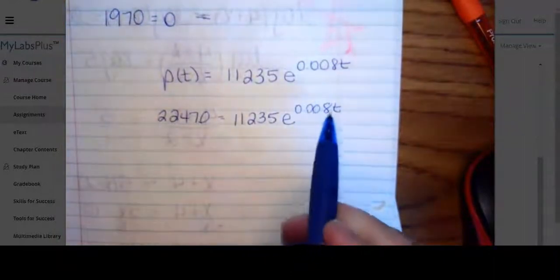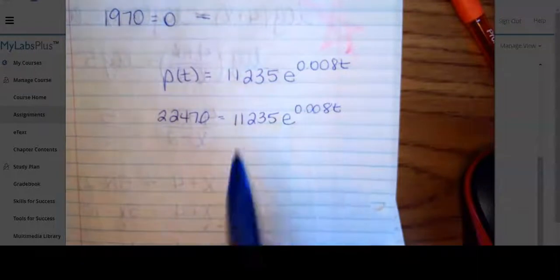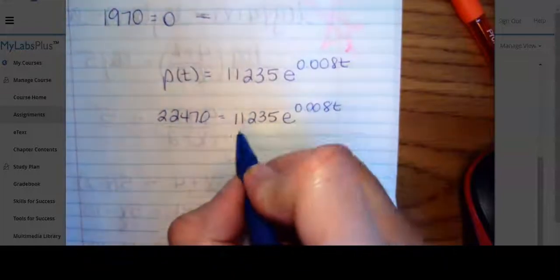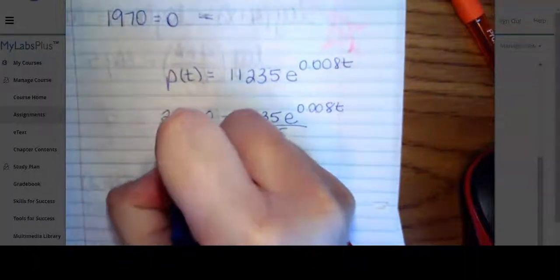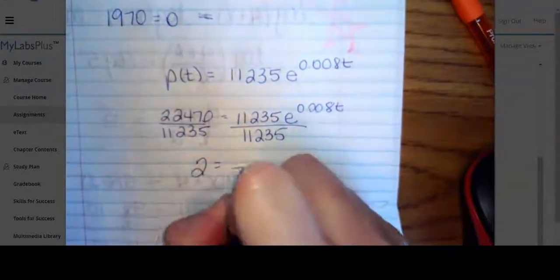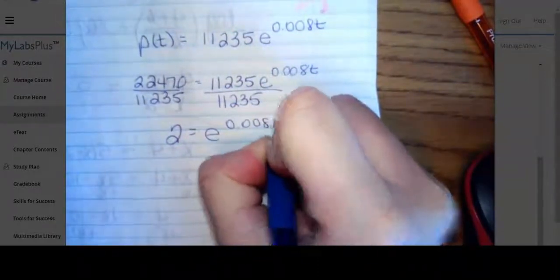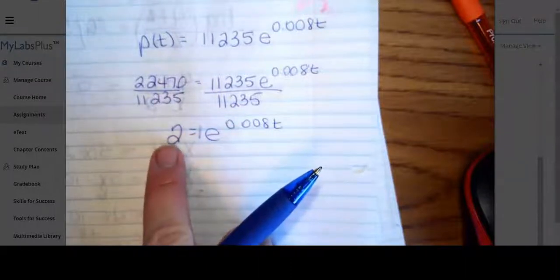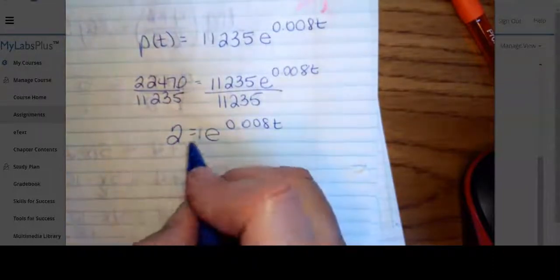Remember that e is a number. t is trapped up in my exponent, and that's the variable I want, so I have to go to log world. But this exponent is only attached to e, so get rid of the 11,235. Since it's joined by multiplication, I'm going to divide both sides by 11,235, and I'm going to get 2 equals e to the 0.008t. That should make sense, because if the population now is 100%, if I want to double it, it would be 200%. So if my population is represented by 1, doubling it would be represented by 2. There's a little 1 sitting there.